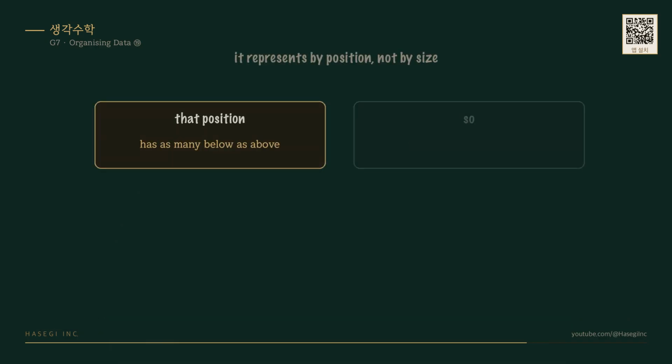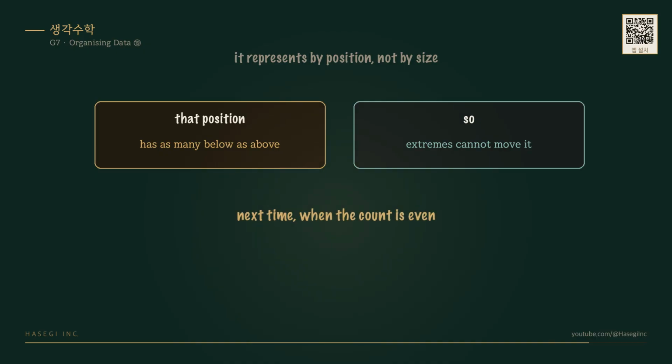So the median represents by position rather than by size. It is the place with as many below as above, so it halves the data. And reading rank alone keeps it steady against extremes. Next time, why an even number of values makes the middle the average of 2.